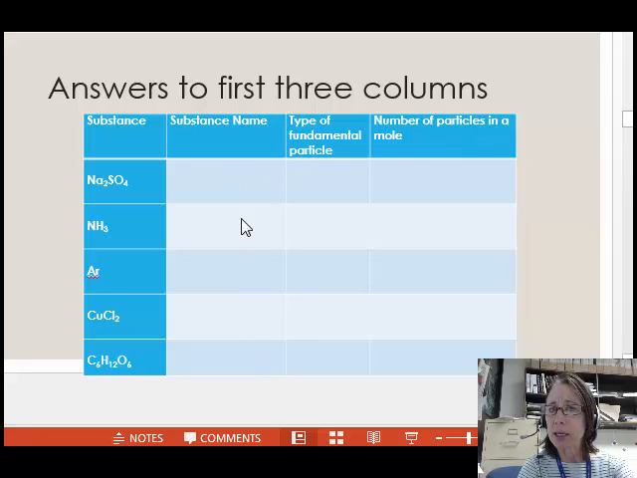I've already stated the names of these substances. What I want you to do is determine what the type of fundamental particle for each substance is. It will be either an atom, a molecule, or a formula unit. And I want you to figure out the number of these particles in a mole of the substance. Pause the video to do this.